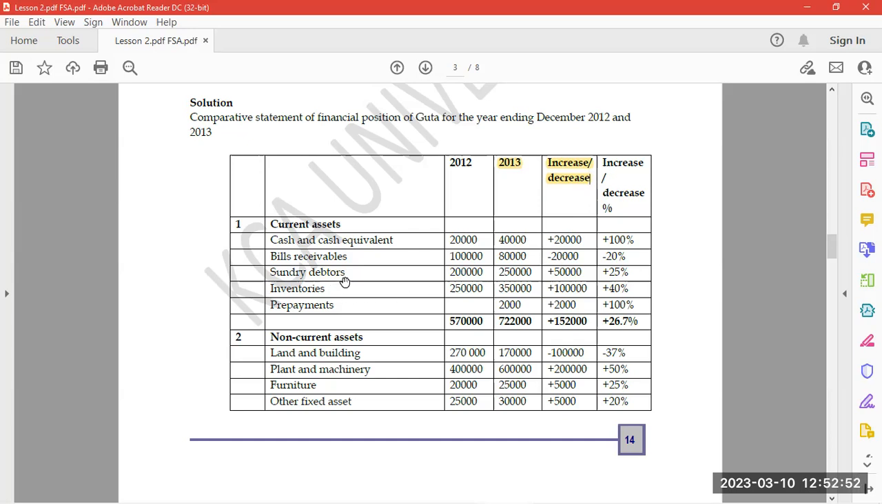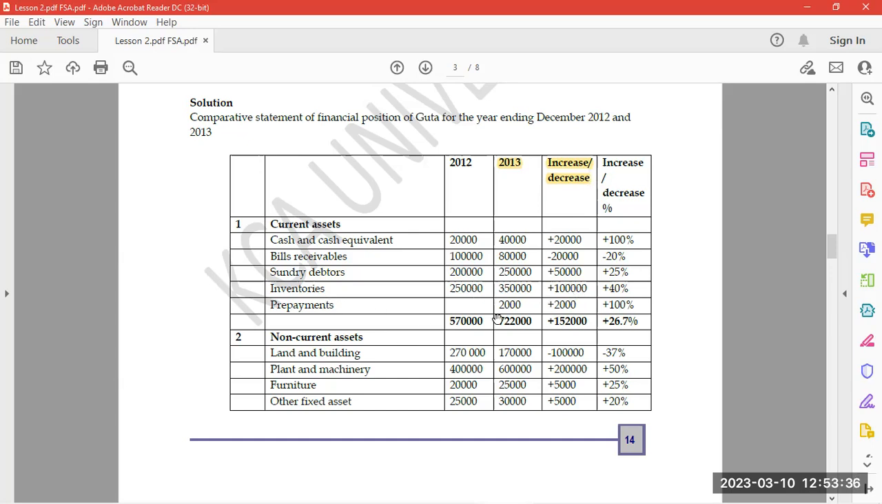If you come to sundry debtors, if you take 250,000 minus 200,000, it means in the current year, in 2013, 250,000 is more than 200,000. So 250,000 minus 200,000 is 50,000. You are going to get that. So that is how you are supposed to get an increase or decrease in comparative financial position. It is where you compare 2 years. In inventories, if you take 350,000 minus 250,000, you are going to get 100,000.